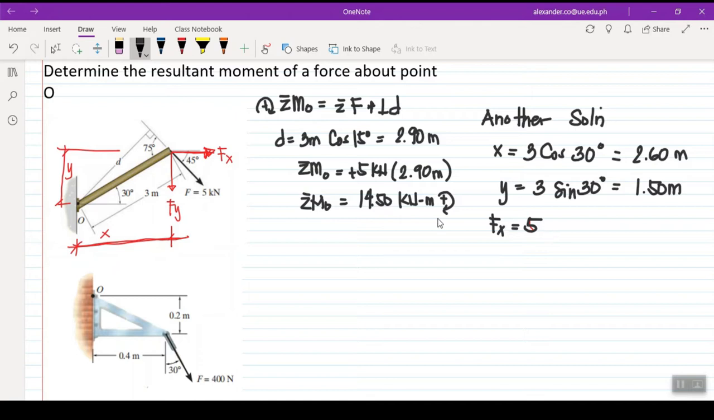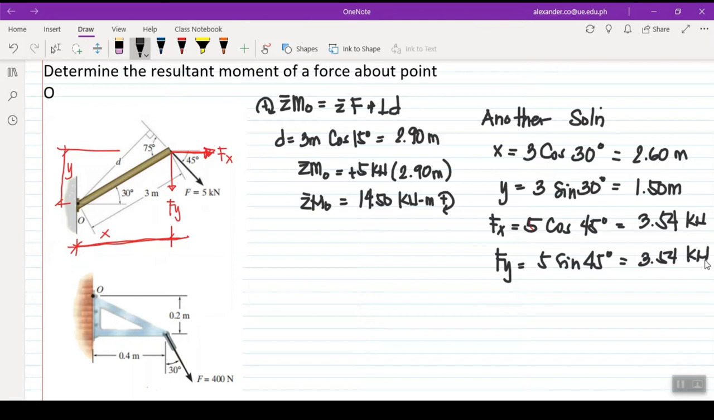Ano naman to? Cosine, di ba? Cosine 45 degrees. Ano naman na f of y? 5 sine. Parehas lang siya kasi 45 degrees. So, 5 cosine 45 is 3.54 kilonewton. So, the same, 3.54 kilonewton. Okay?